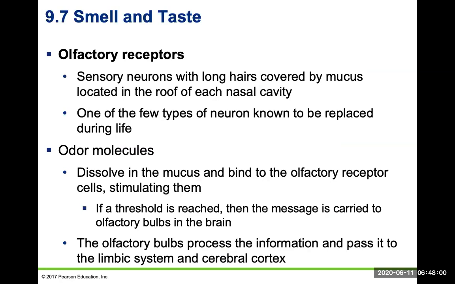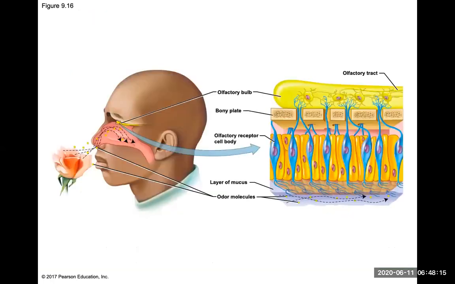Then we'll get to smell and taste. Your olfactory receptors help with smell. They are in the nasal cavity. The odor molecules will dissolve and bind to these receptors, stimulating them, which send on that information to the brain. So here's a look at smelling picked up by olfactory sensors and sent through the olfactory nerve to the brain.